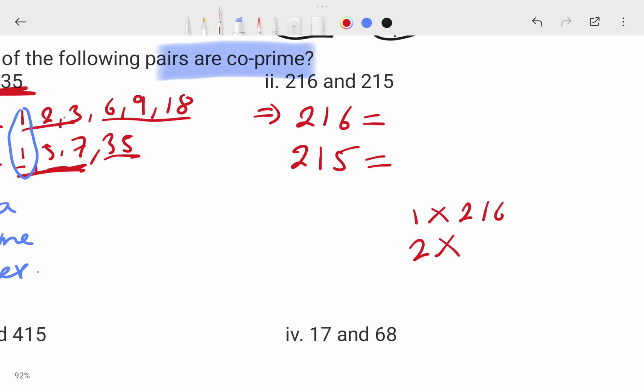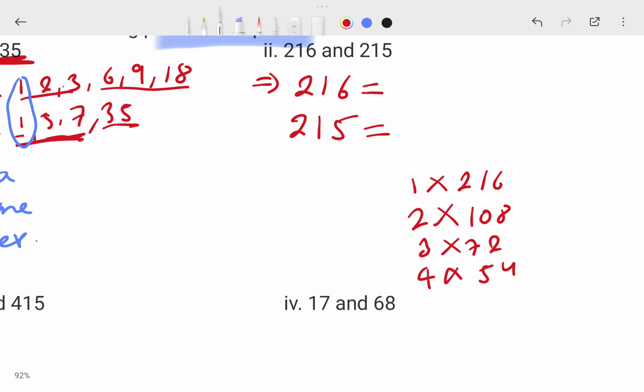You can go with 2, that is going to be 108, and then with 3. In the 3 table it is there, 72 times. Then the 4 table, yes, it is there, 54 times. The 5 table, it is not there. The 6 table, it is there, let's count: 6 threes are 18 and 6 sixes are 36. In the 6 table it is there, 36 times.